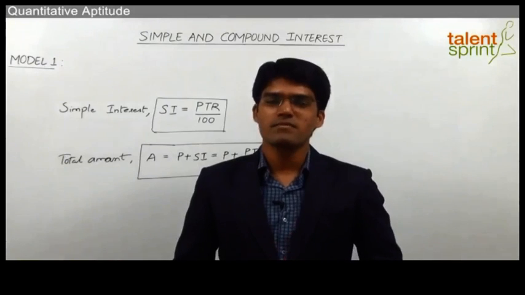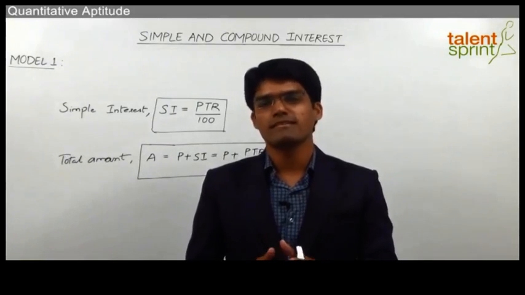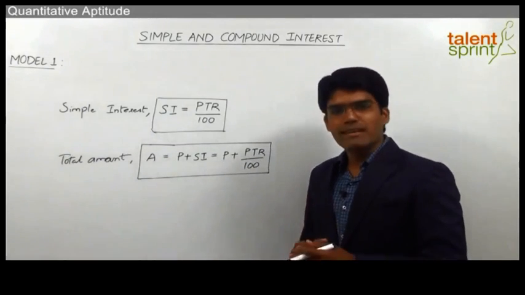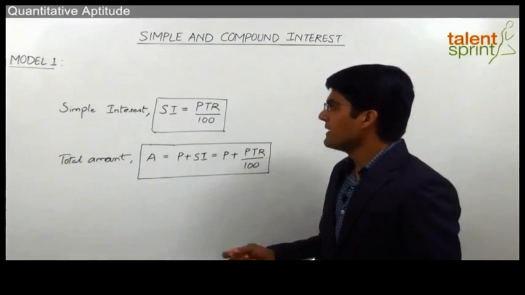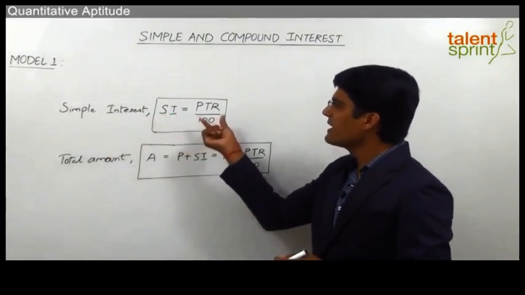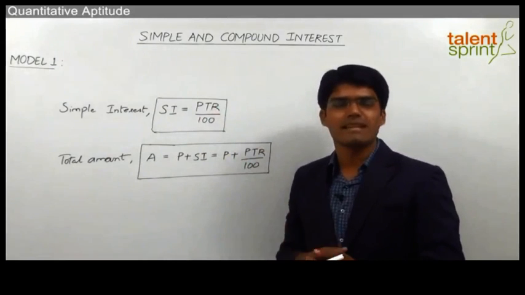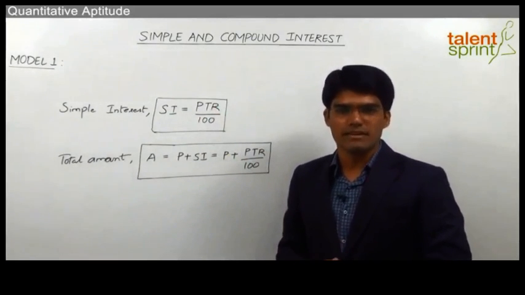Let us now take up the first model from this topic where we are going to discuss the basic questions from simple interest. Before we do that, let us understand the formula once again. Simple interest SI can always be calculated as PTR by 100, where P is the principal, T is the time period and R is the rate of interest.